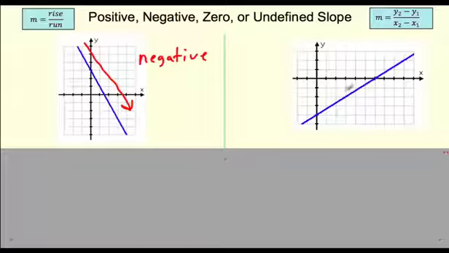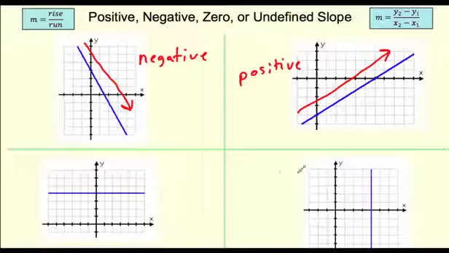Left to right, that's going downhill. What about this? Aha, this one's going uphill. So what is this? This is a positive slope right here. It's going uphill from left to right. So think of a biker trying to bike up that hill. It's a positive slope. What about these special cases, though?